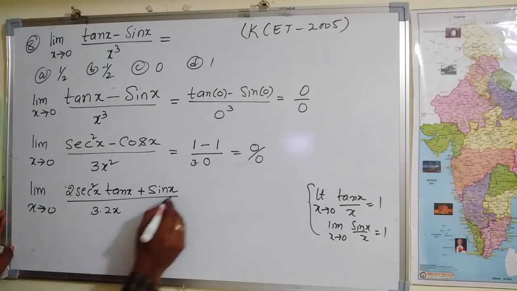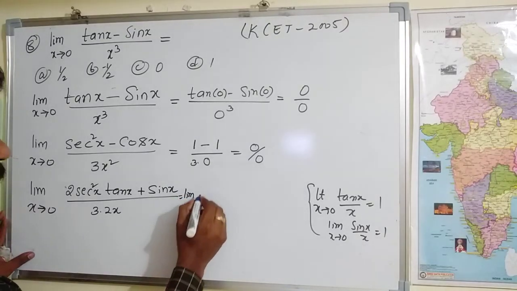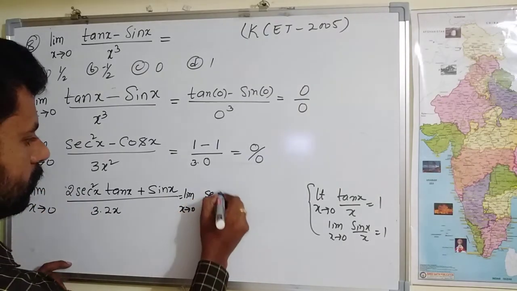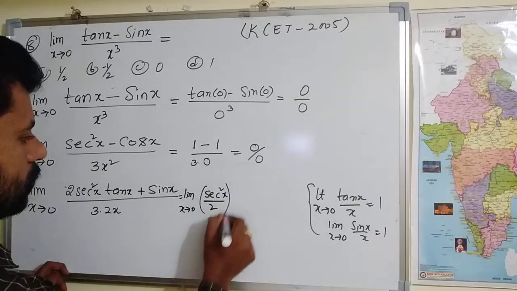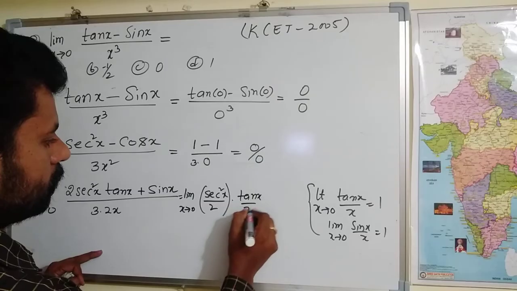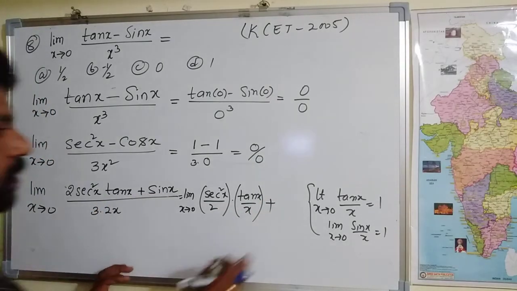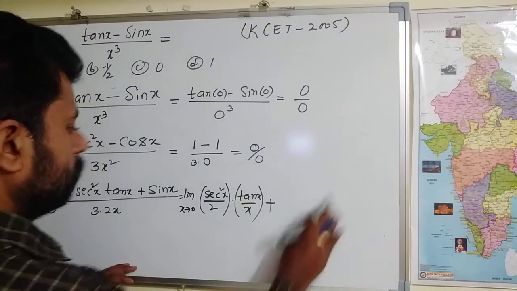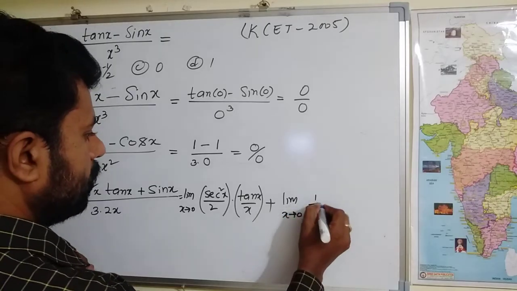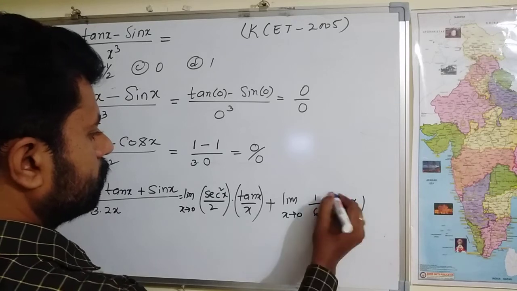That's why we split this, each term divided by the denominator. This result is equal to limit x tends to 0. Here the 2 is cancelled, so we get secant square x by 2, I split this term into tan x by x, plus sin x divided by 6x. Limit x tends to 0, 1 by 6 into sin x divided by x.